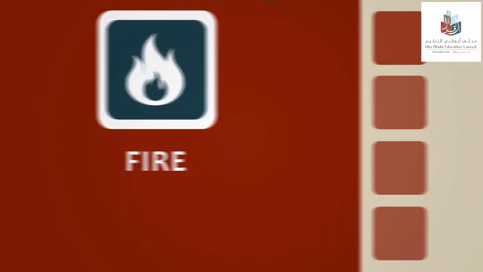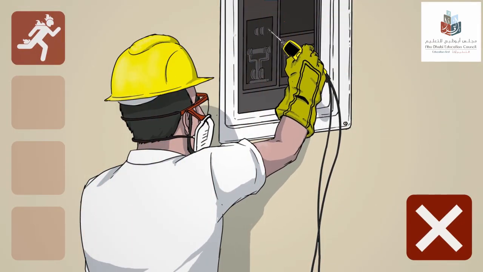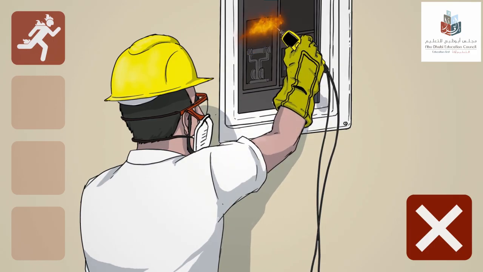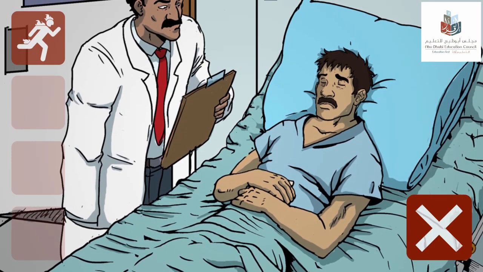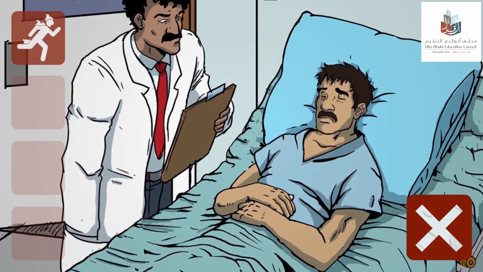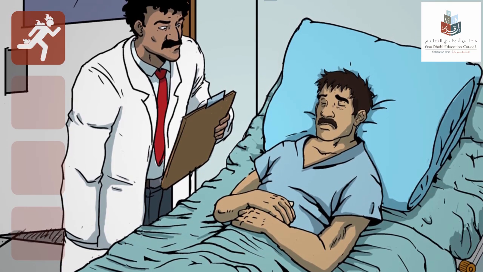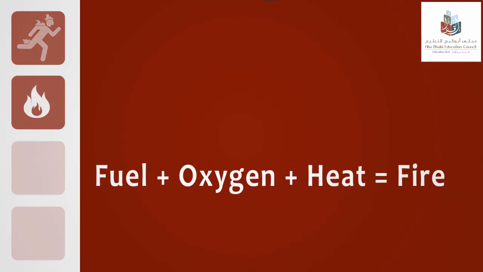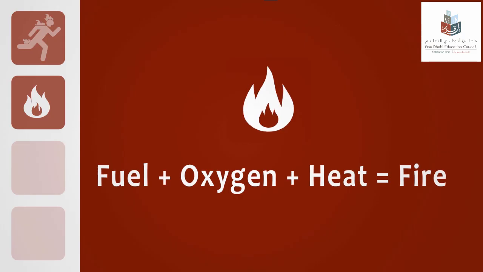Fire. Fires can be extremely dangerous with the potential to cause extensive loss of life from heat and smoke inhalation, serious injuries such as burns, and damage to property. Fires can start when the following 3 elements are present: fuel, oxygen, and heat. There are 4 different types of fires.